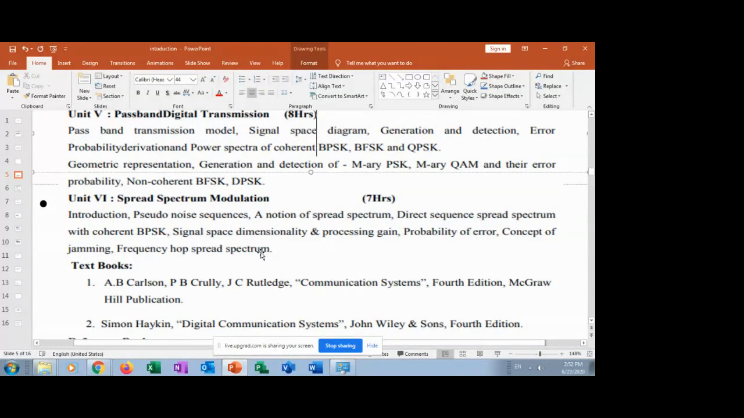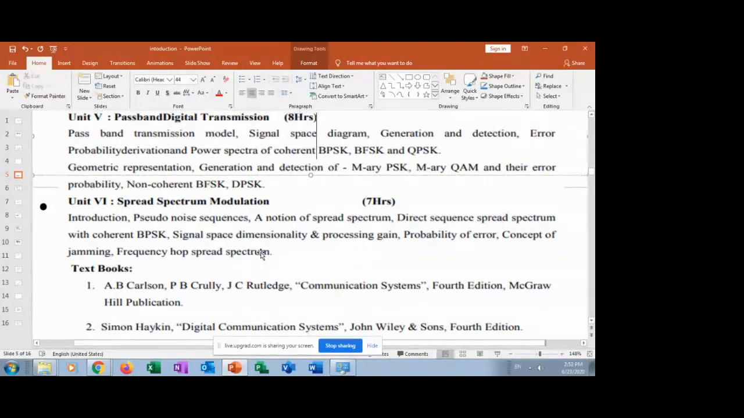I can give some examples of these techniques. In mobile communication, we use these spread spectrum techniques, in cellular mobile communication. So this is all about the spread spectrum modulation technique, and this is all about the syllabus of digital communication.